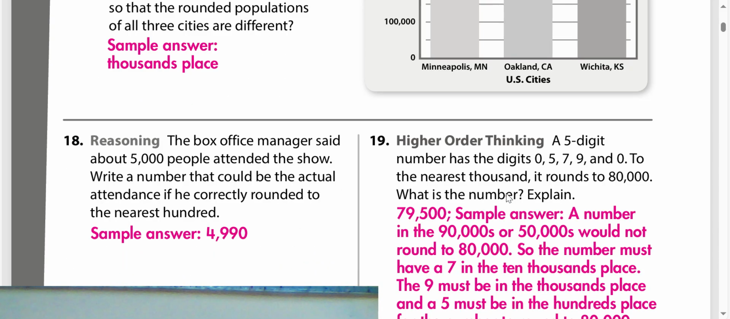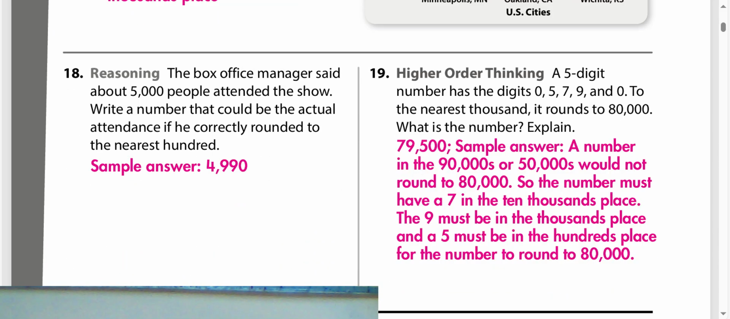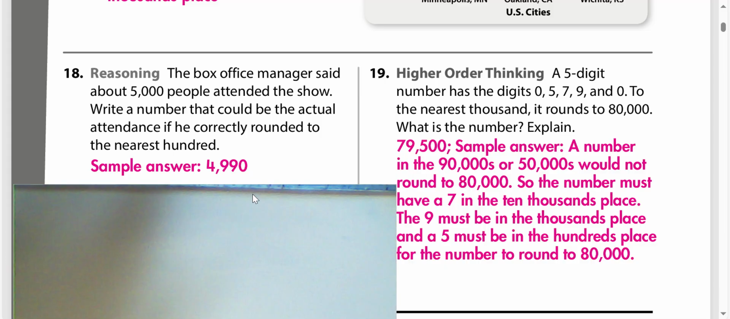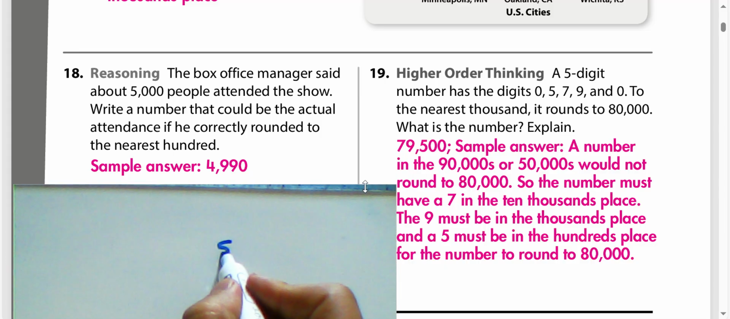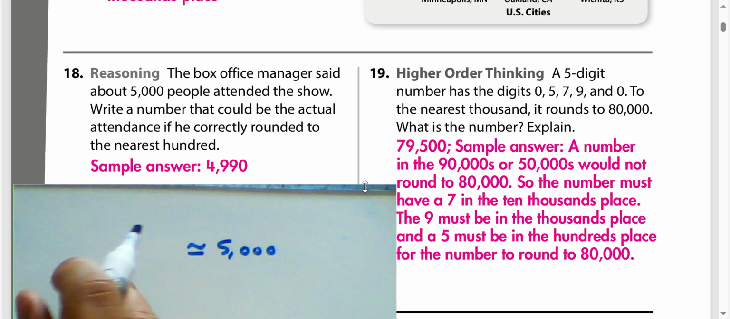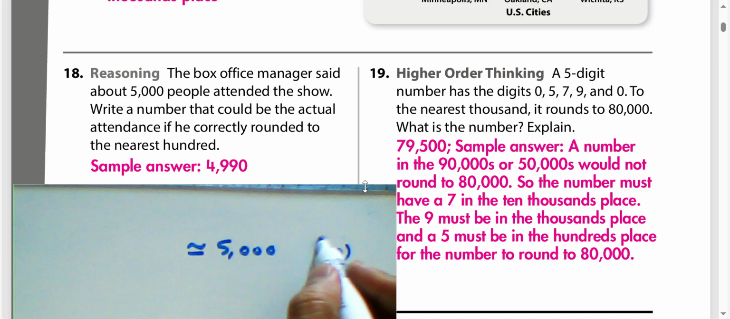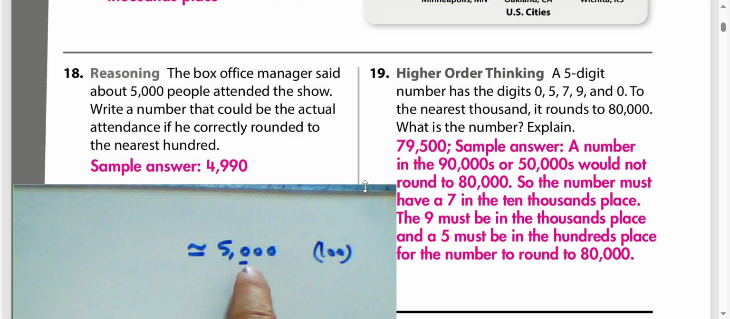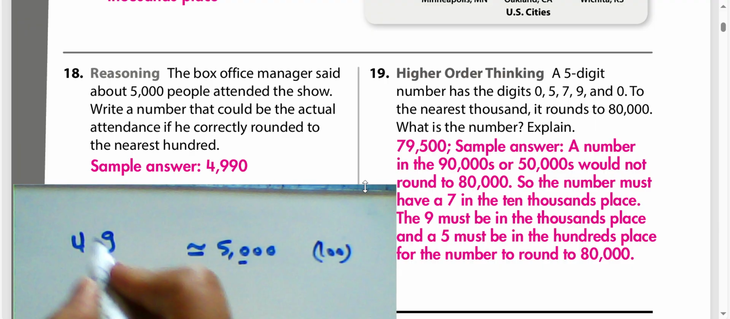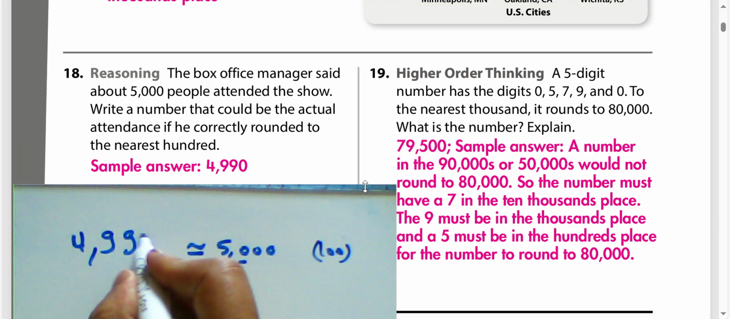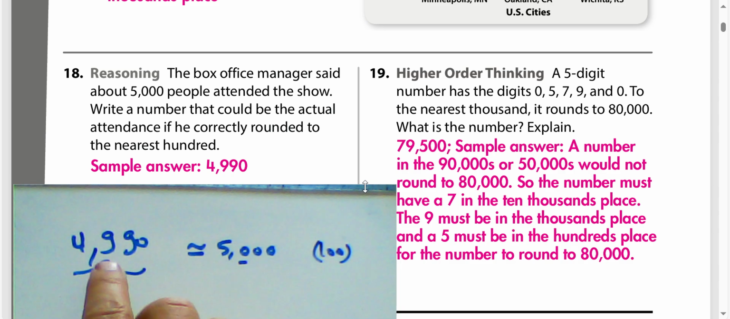Next question, number 18. The books of office managers said about 5,000 people attended the show. Write a number that could be the actual attendance if correctly rounded to the nearest 100. Okay, can you give me the number approximating to the nearest 100? We have 5,000. We want to find the number approximating to the nearest 100. Look at this place. We can convert it to be 9 and write 4,990. We can approximate it to the nearest 100.